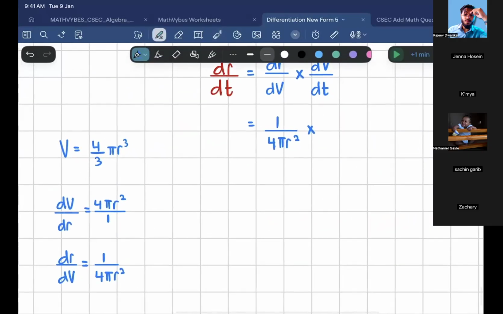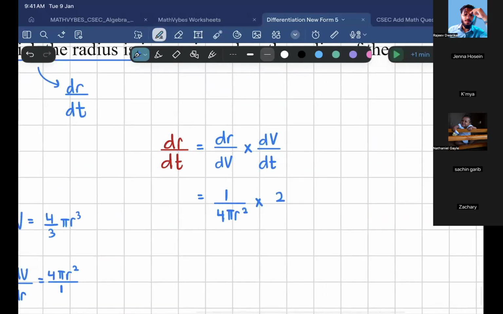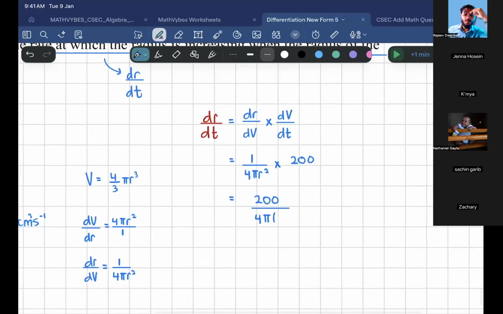So it's going to be 1 over 4 pi r squared multiplied by dV/dt. What did it give us dV/dt as? Tell me, guys, what was dV/dt? 200 cubic. Right, 200. So 1 times 200 is 200 over 4 pi r squared. Now, if you observe something, they said when the radius is what? 10. So what we're going to plug in for r? 10. Yep, we're going to plug in 10.